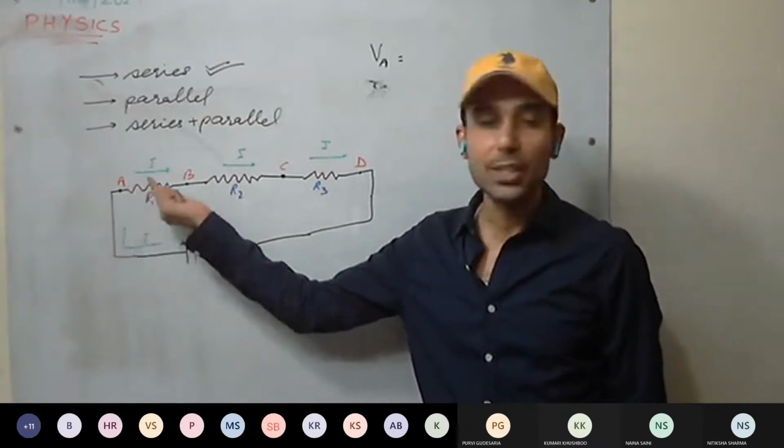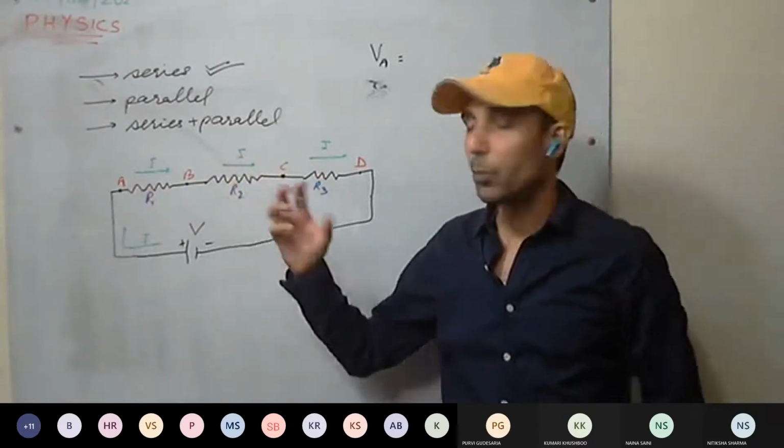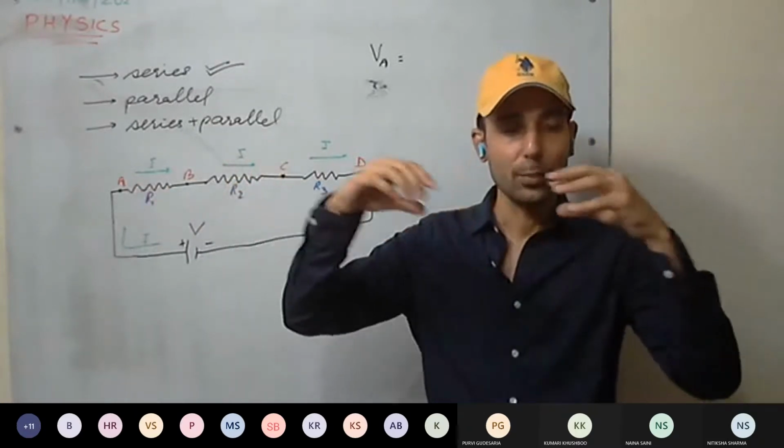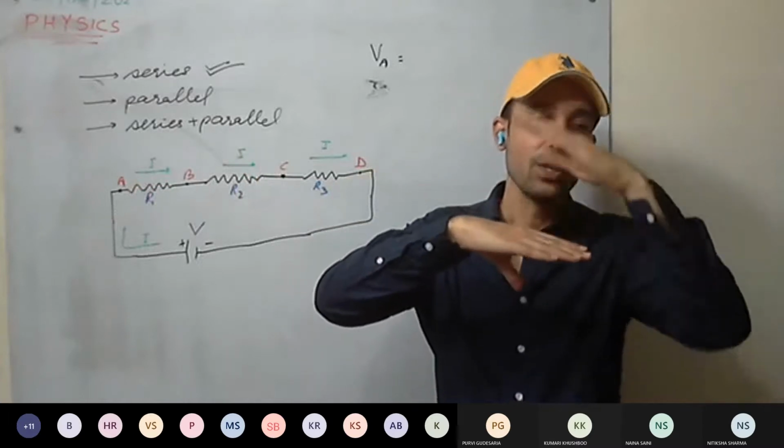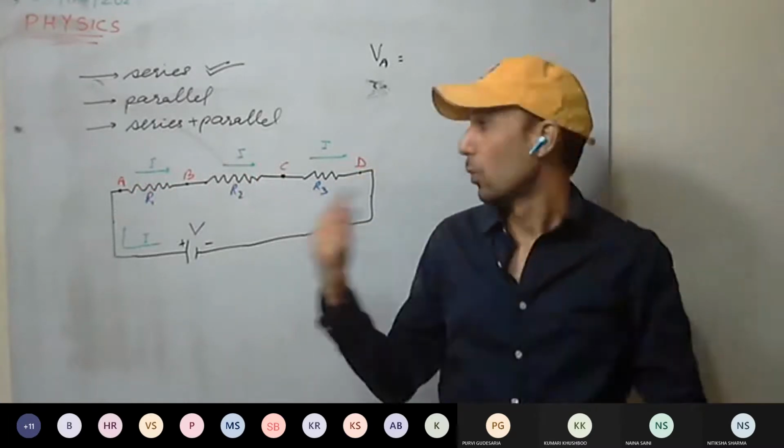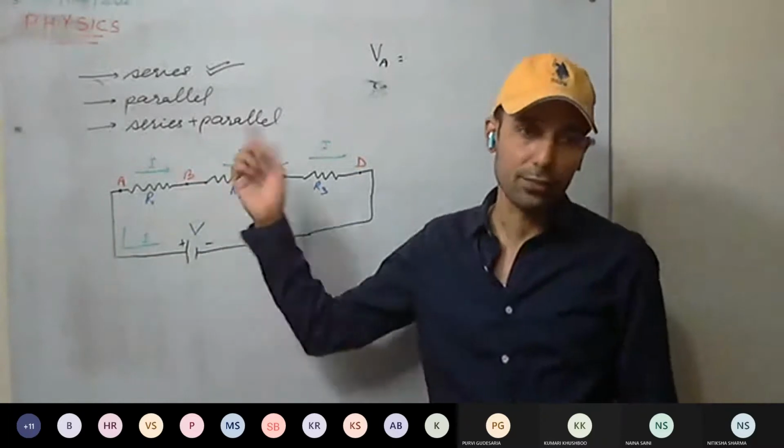But we can change the amount of current flowing. How? If we provide more resistance in the path. More resistance means current will have more obstruction to flow, so less current will flow. The more the resistance, the less current will flow.